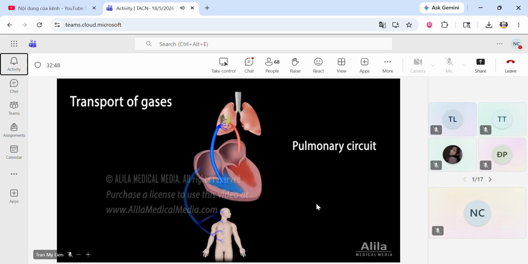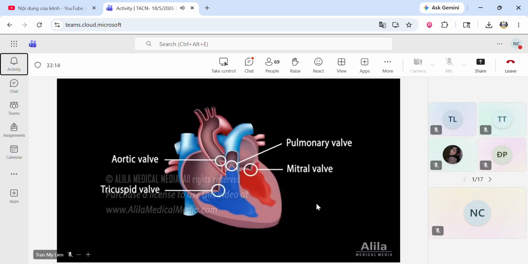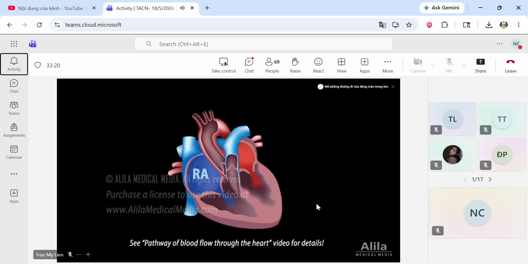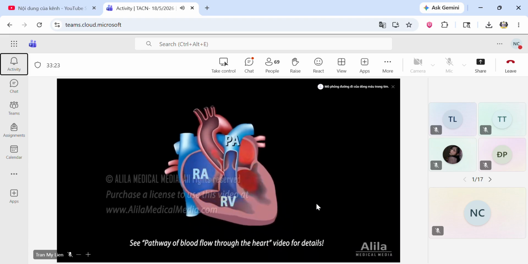The left side of the heart pumps oxygen-rich blood to body's tissues, where it unloads oxygen and picks up carbon dioxide. The resulting deoxygenated blood again returns to the heart's right side to complete the cycle. This part is the systemic circuit. Because the heart's left side has to pump blood to the entire body, it has much thicker muscle than the right side. There are 4 valves which serve to ensure one-way blood flow through the heart. Oxygen-poor blood flows from right atrium to right ventricle to pulmonary arteries, while oxygen-rich blood moves from left atrium to left ventricle to the aorta.